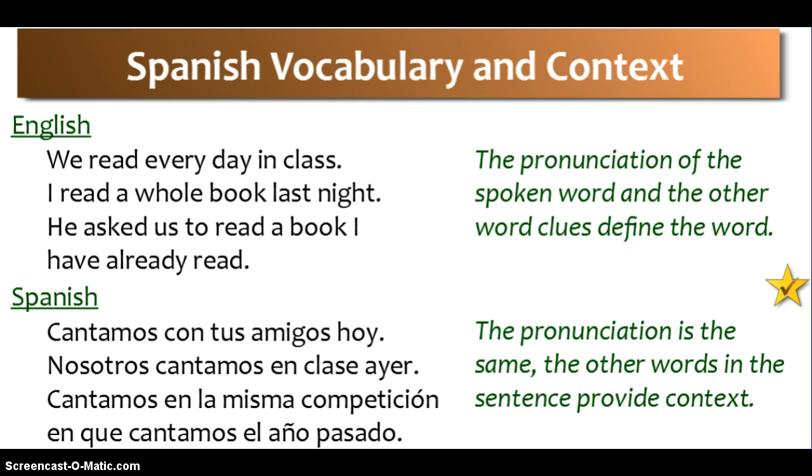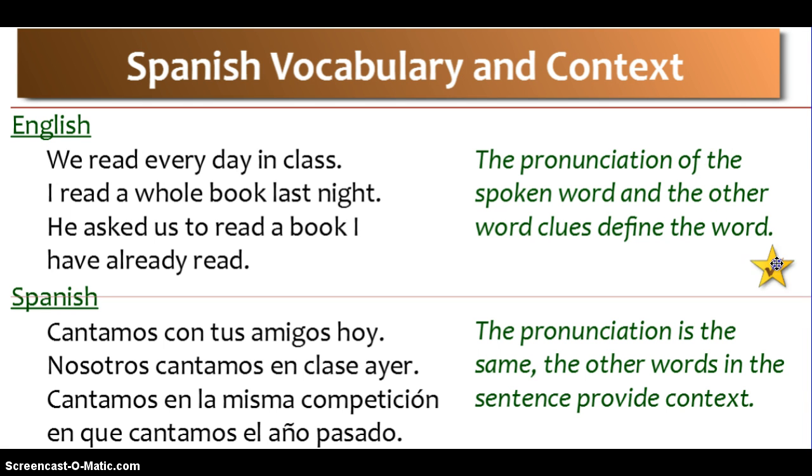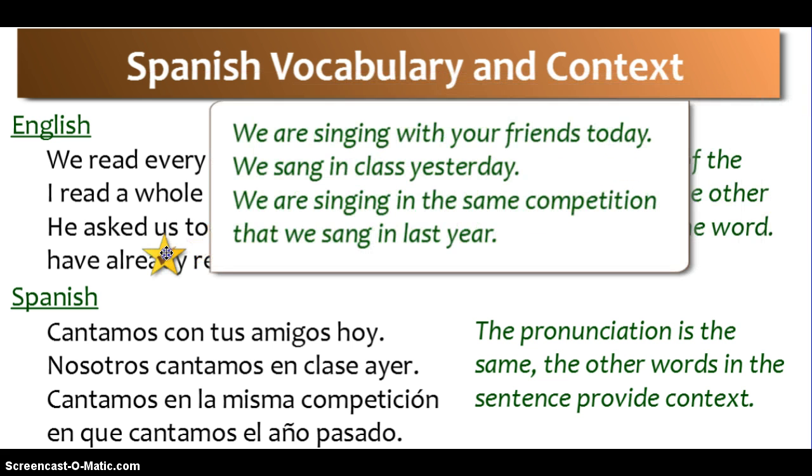Now look at the Spanish sentences. Cantamos con tus amigos hoy. Nosotros cantamos en clase ayer. Or cantamos en la misma competición en que cantamos el año pasado. Cantamos appears 4 times between those 3 sentences. Do you understand the meanings of all of them? Let's take a look. The pronunciation didn't change. The clues around it will help you figure out the English translations.